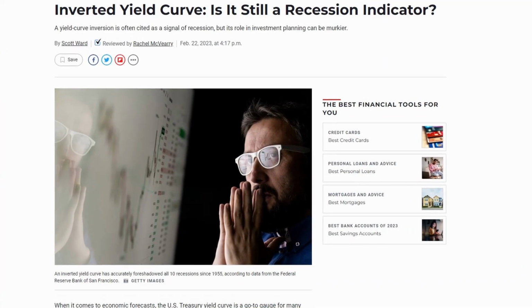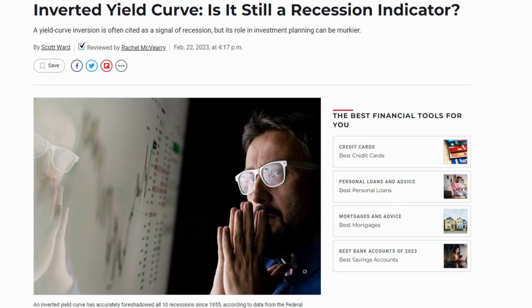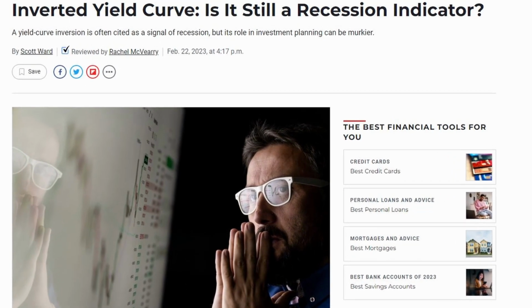So let's move on to this inverted yield curve that we need to be hyper aware of. Everyone's ignoring it. They're not talking about it anymore. It was a hot topic last year in March when the yield curve first inverted. And what I'm referring to is the 2-year Treasury and the 10-year Treasury.